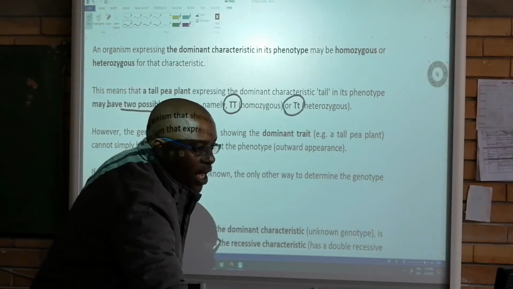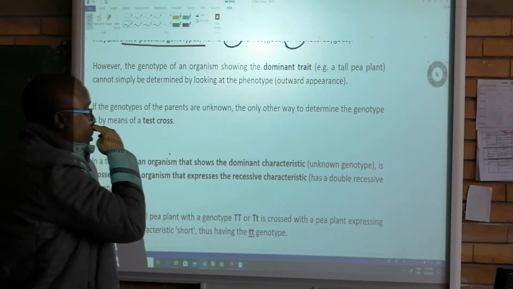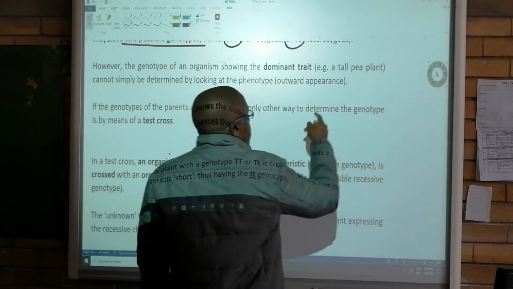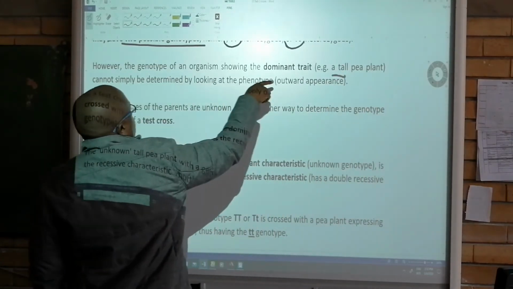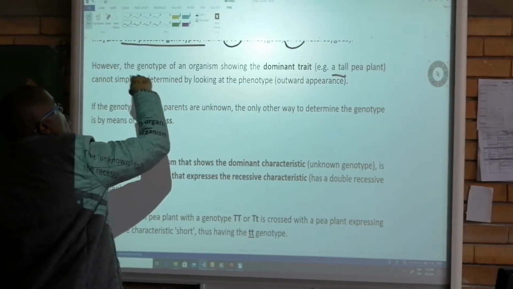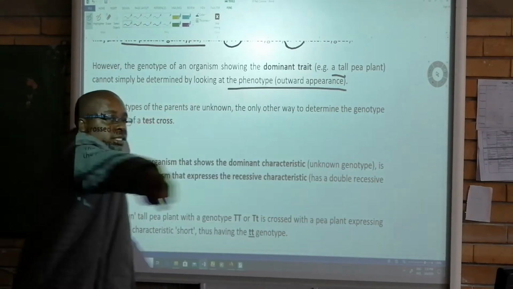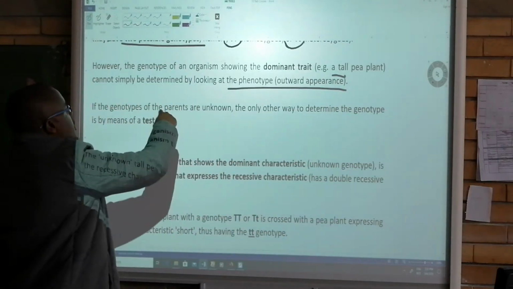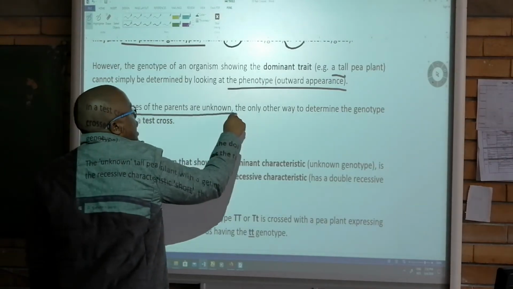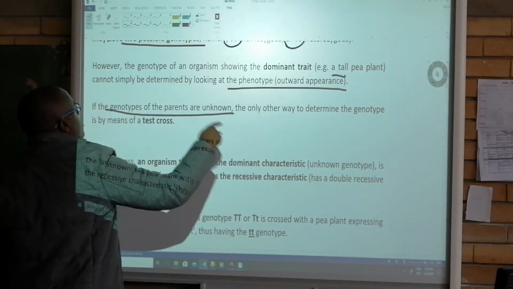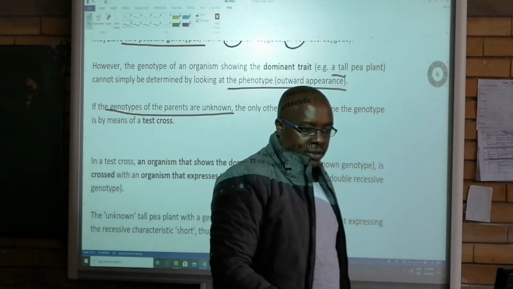Right. However, the genotype of an organism showing the dominant trait. What is the dominant trait? Of height, it's tall. So the genotype of an organism showing a dominant trait cannot simply be determined by looking at the phenotype. You can't do that. Right. If the genotypes of the parents are known, the only other way to determine the genotype is by means of a test cross.